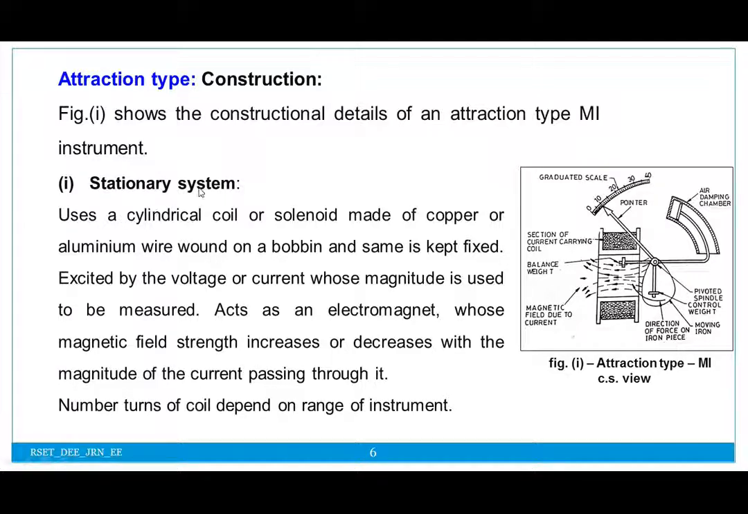The stationary system is provided by a coil. Now it is excited by the voltage or current whose magnitude is to be measured. Same acts as an electromagnet whose magnetic field strength increases or decreases with the magnitude of current passing through it. The number of turns of the coil very much depends upon the range of the instrument. Again, the same diagram has been shown once more.